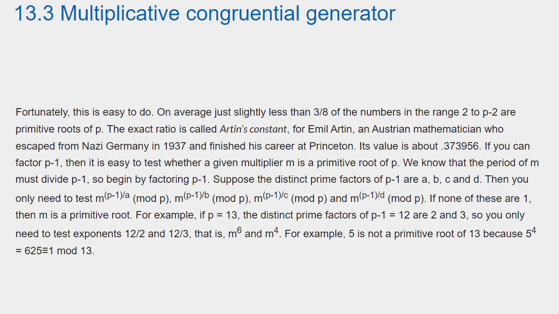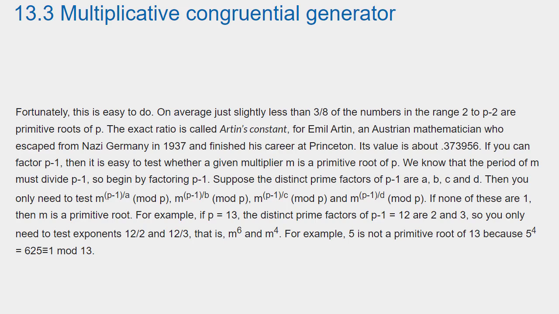On average, just slightly less than 3/8 of the numbers in the range 2 to p minus 2 are primitive roots of p. The exact ratio is called Artin's constant, for Emil Artin, an Austrian mathematician who escaped from Nazi Germany in 1937 and finished his career at Princeton. Its value is about 0.373956. If you can factor p minus 1, then it is easy to test whether a given multiplier m is a primitive root of p.